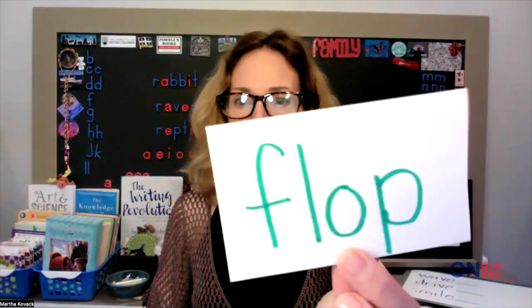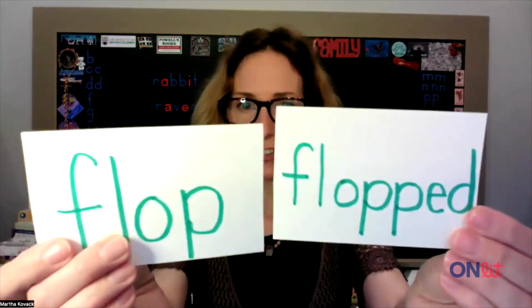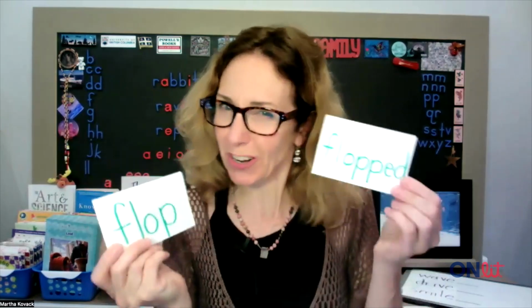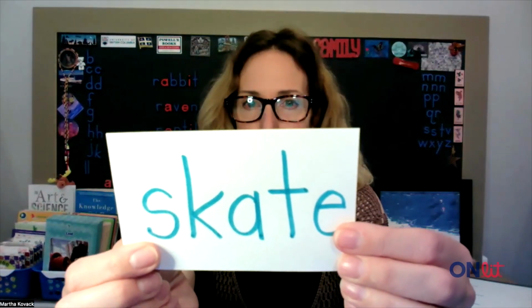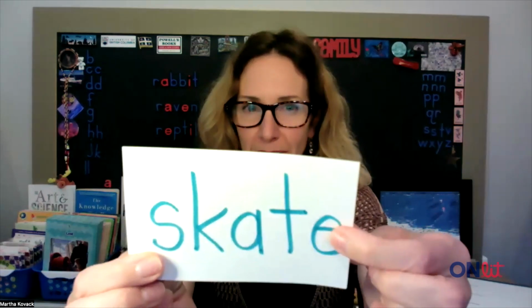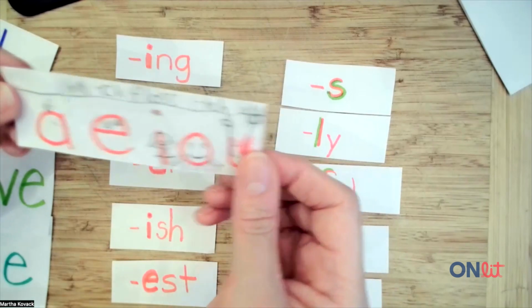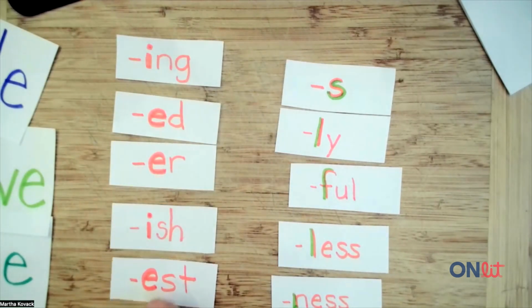Then the next stage of learning about the drop the E rule is when they first learn about the doubling rule. Flop becomes flopped, and they have to double the P before adding the suffix. So they're starting to get that sometimes you have to do something before adding the ed. Now we're at this base word, skate, and now we have a word with E, and we have to teach them that rule. In order to teach that, though, they have to really have a good strong grasp of their short vowels, and well, vowels in general, because how else are they going to know what a vowel suffix is?